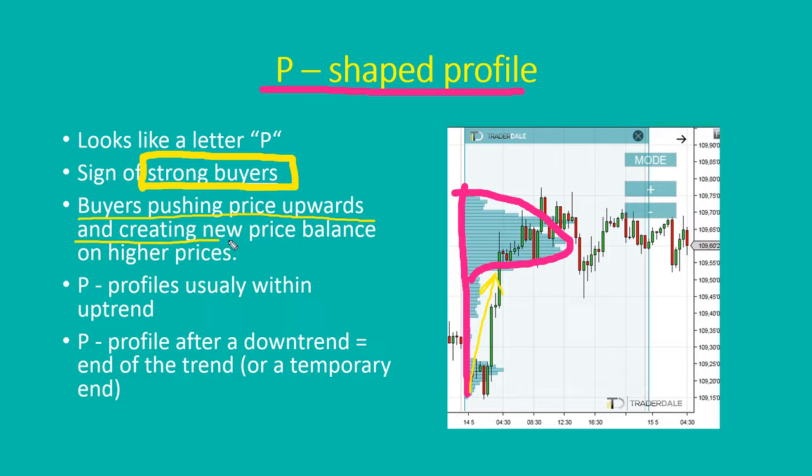What happens is that buyers are pushing price upwards, as in this picture right here, and they are creating a new price balance at higher prices, which means that the price is rotating here, at the higher prices, all right? So the institutions push the price upwards, and then there's a rotation. This is how the P-shaped profile gets formed.